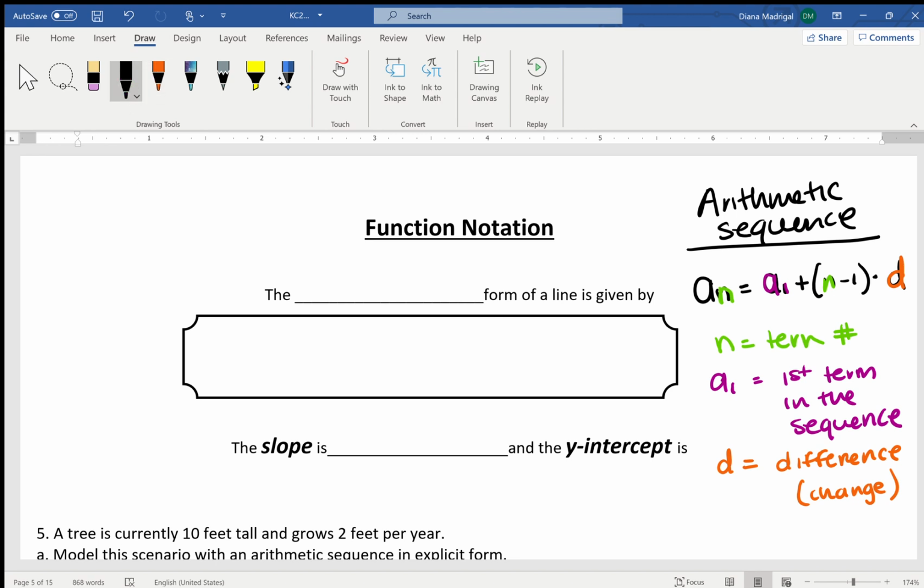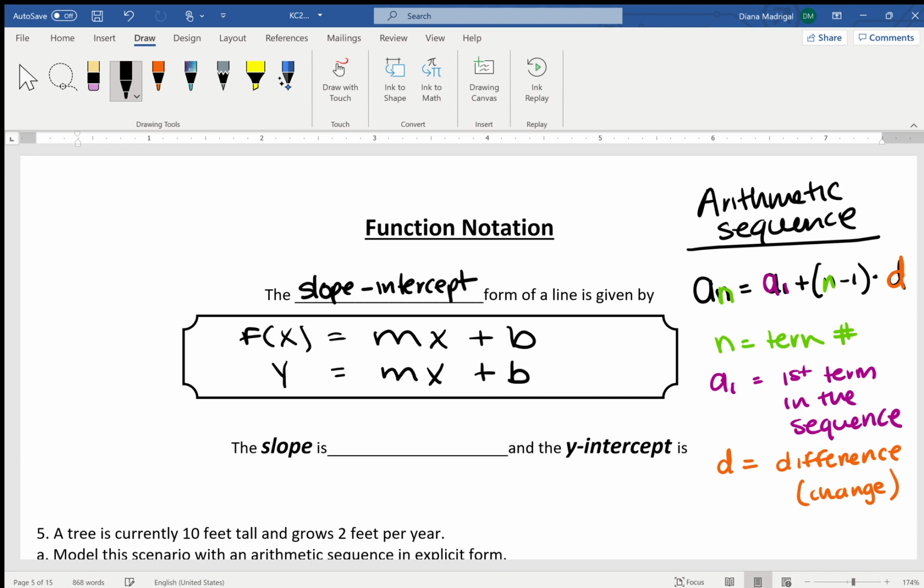The function notation is the equation of a line, which is called the slope-intercept form. All right, why is it called the slope-intercept form? Well, because the equation is, again, f(x) equals mx plus b, which again, f(x), we know it's y, so another way that we can write this is y equals mx plus b. Both of them are the same, okay? You just need to understand that f(x) is the same thing as y.